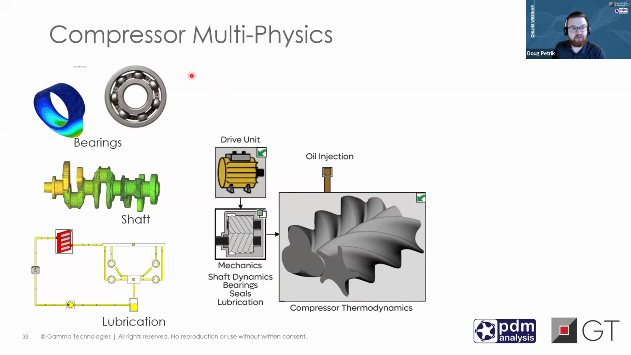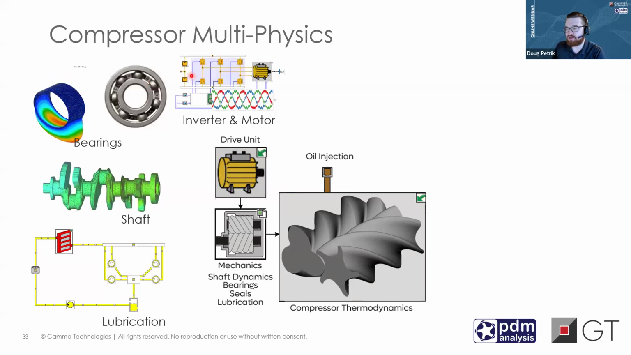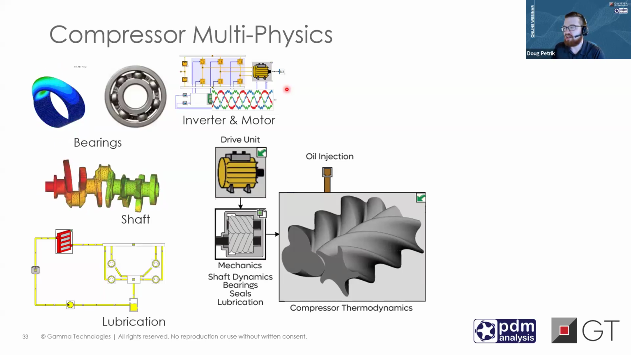And maybe another system you might want to look at in GT Suite for this screw compressor is the inverter and motor in the drive unit. My understanding is a lot of screw machines may be looking at or using variable frequency drives. So you can model that in GT Suite to see what that inverter looks like, that variable frequency drive, and what kind of three-phase output you'll get after that, and see how there might be some inverter motor interactions.